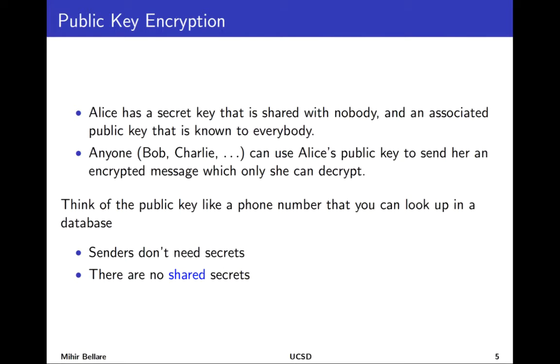So the differences between this and the symmetric setup are that senders of encrypted information, people who encrypt, the Bobs and Charlies, don't need any secrets. They only need Alice's public information. Secrets are not eliminated, they do exist. Alice has a secret key, but it's private to her. It's not shared with anybody else.